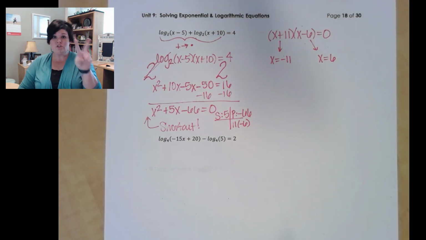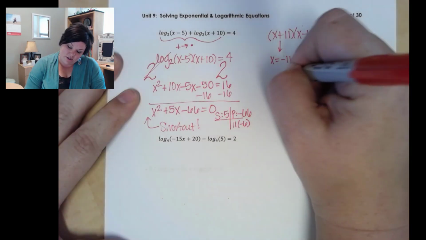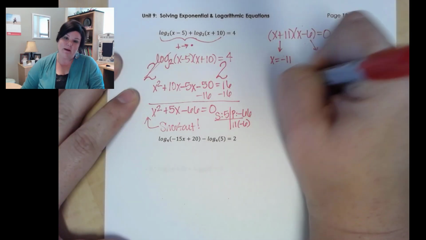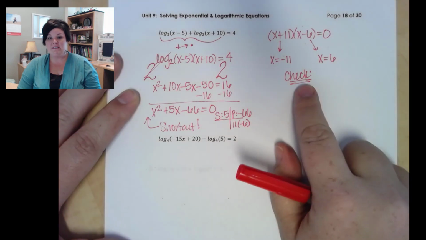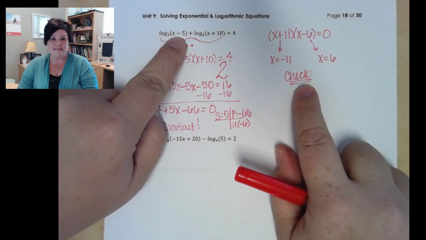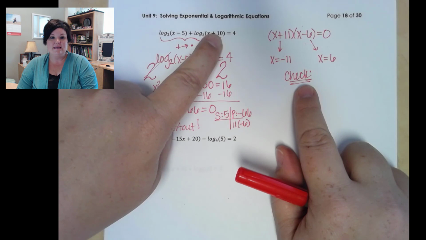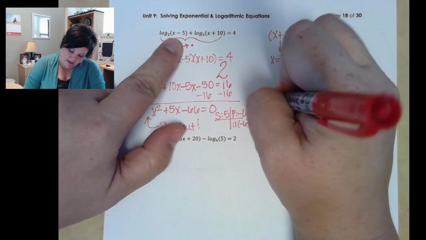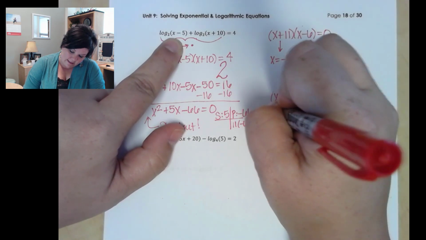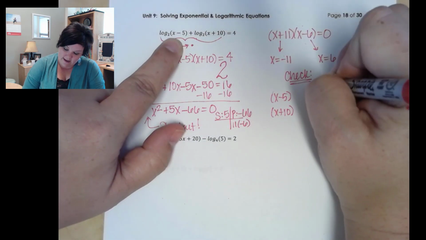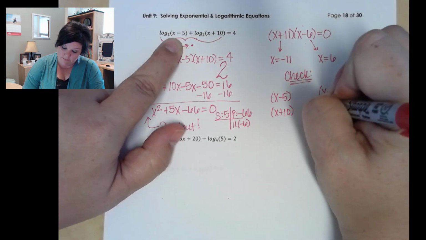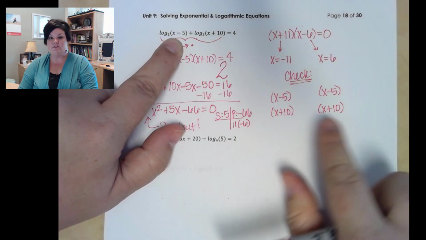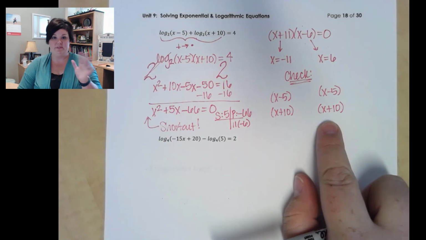So I got two solutions here, but they came from a log equation. So anytime there is a log equation, I know I have to check my answers. Okay? I have to check to make sure that all these quantities inside my logs stay positive. So I need to check that x minus 5 and that x plus 10 stay positive for both numbers. Okay, I like to write it out twice. If you just want to write it out once and check it for both, that's fine.